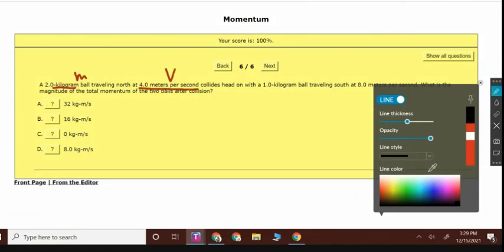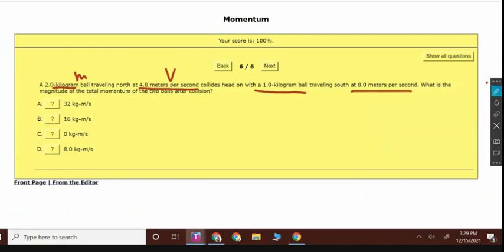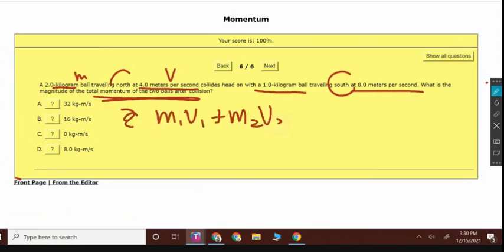A 2 kilogram ball moving at 4 meters per second collides, oh, this is a good one for tomorrow, head on with a 1 kilogram ball going 8 meters per second south. North and south, what are you going to remember to do? What is the total momentum after? Well, it equals the total momentum before, so m1 v1 plus m2 v2.